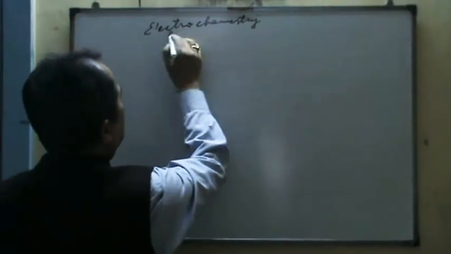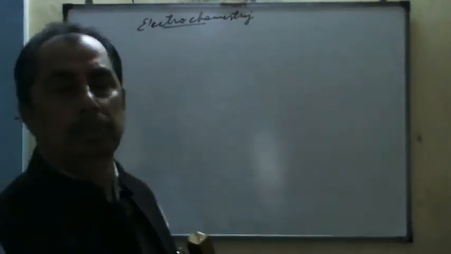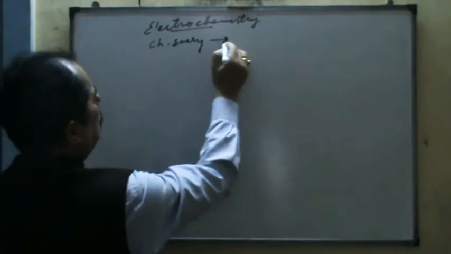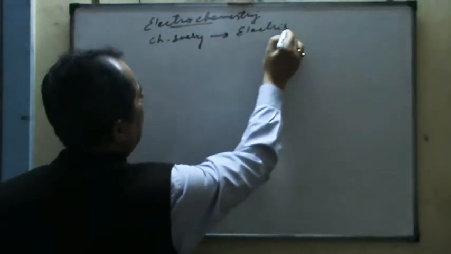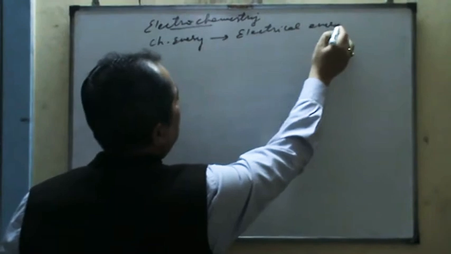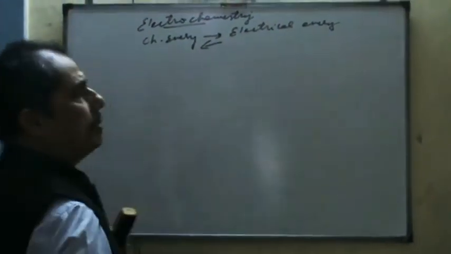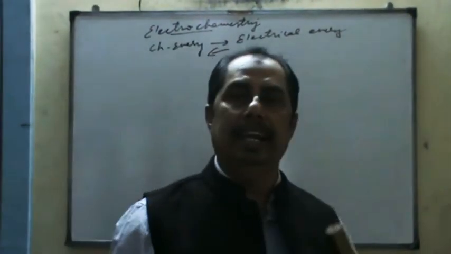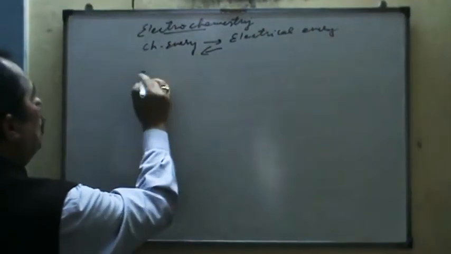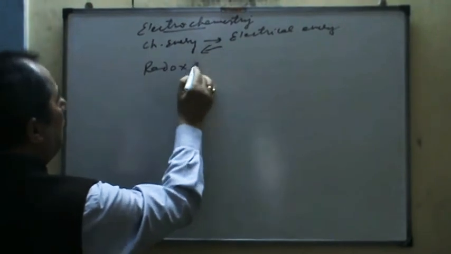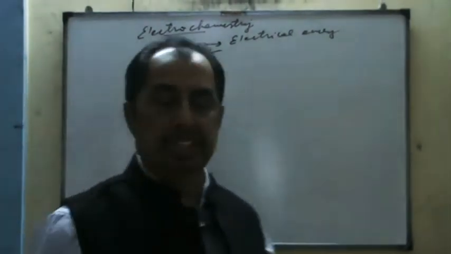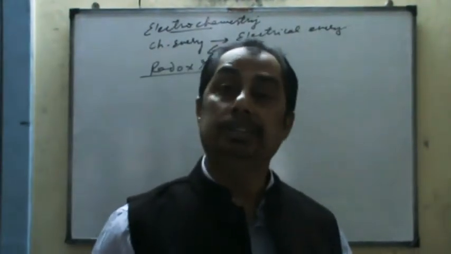Electrochemistry is the branch of chemistry which deals with the study of conversion of chemical energy into what energy? Electrical energy, and vice versa. So all the reactions associated with electrochemistry are redox reactions, in which oxidation and reduction go side by side.